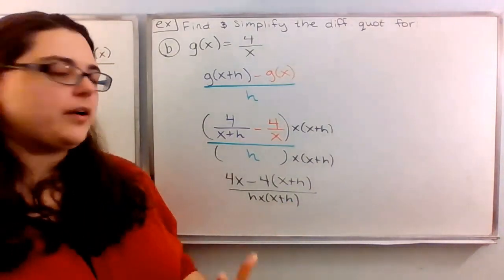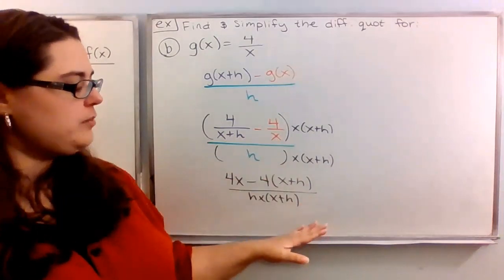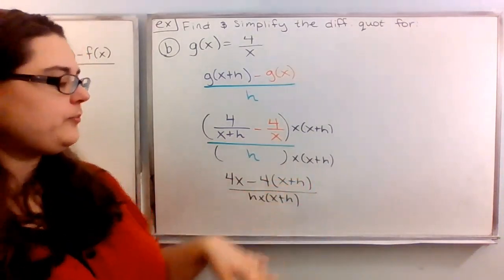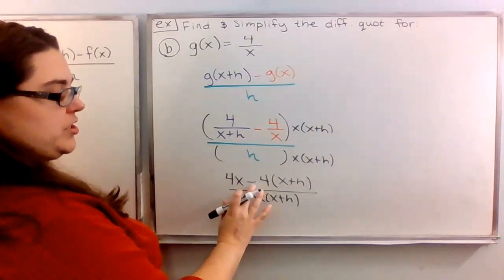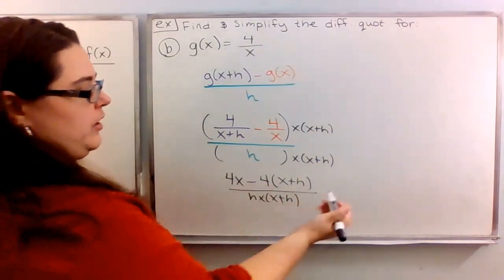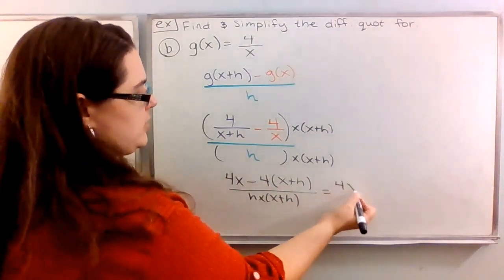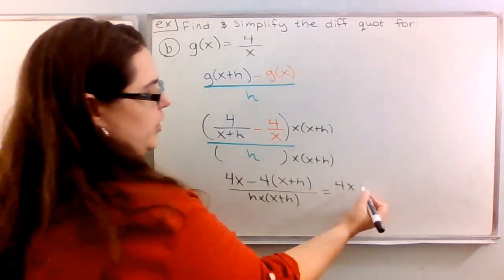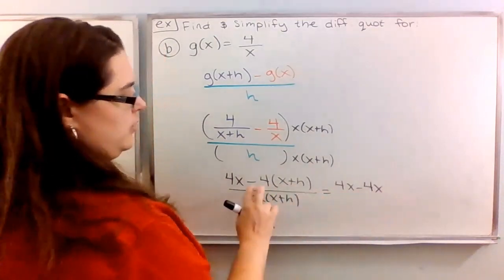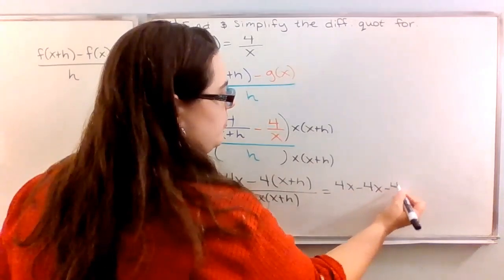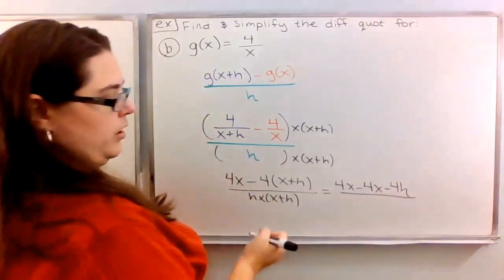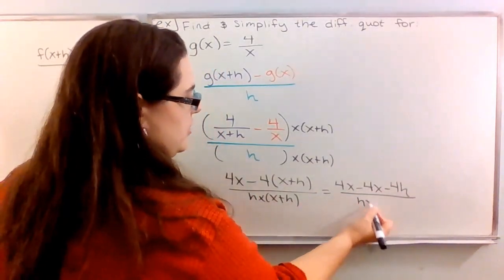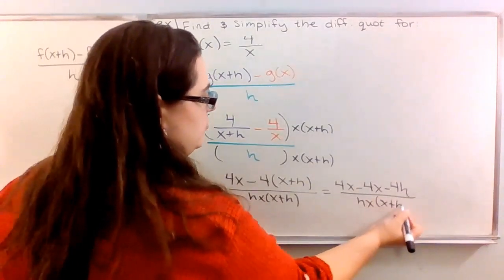Okay, so now it's just a matter of combining our like terms in the top after we do some distributing. So I'm going to distribute, watch the sign, a -4. So that's going to give me 4x minus 4x minus 4h all over hx times x plus h.